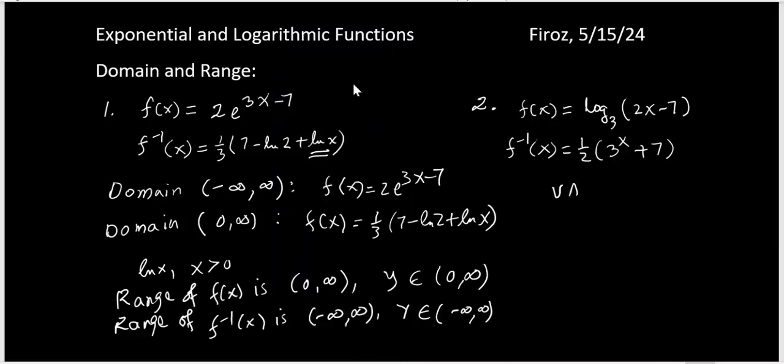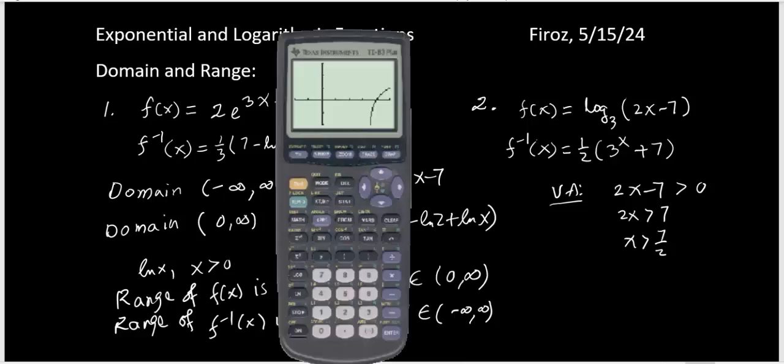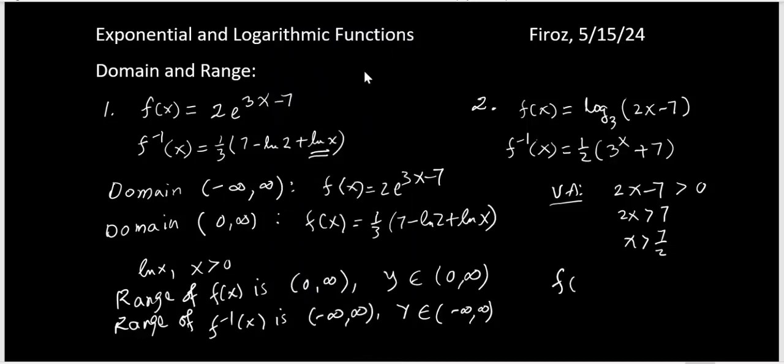We'll see our vertical asymptote, because in the argument, 2x minus 7 needs to be greater than 0. Otherwise, the function is not defined. So then 2x is greater than 7. Then x is greater than 7 over 2, which is roughly 3.5. So as you see in the graph that I have here, 1, 2, 3, so 3.5 somewhere here. You'll see a vertical asymptote. So then the domain of my function f is 7 over 2 to infinity.